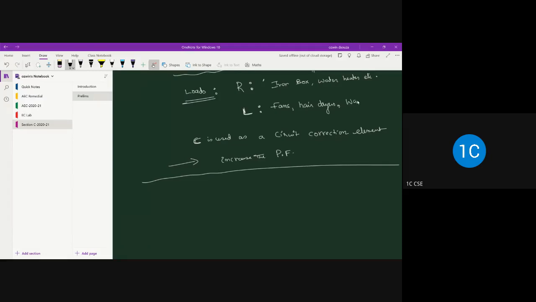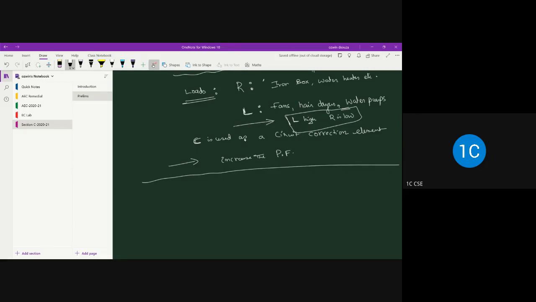Then water pumps. So these are all examples of inductive loads, wherein inductance is high and R is low. That's the reason I'm writing it, because there is nothing like pure inductance. All the loads will have some finite amount of resistance. So that's the reason I have written a very high L value and a very low R value.